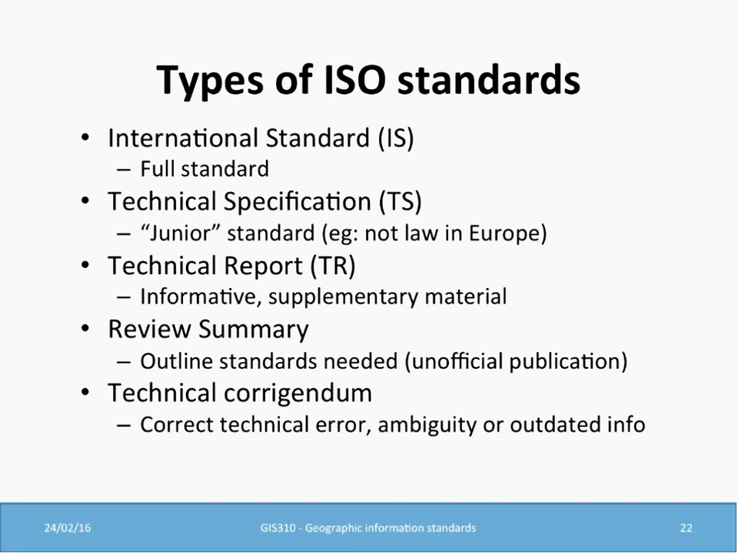Your review summaries. This is usually your first step. We call it a stage 0 project. It usually results in a review summary. So usually you would do some research, and then the research would tell us what standards we need. What do we need to produce? Where are the gaps? Who would use these? Who are the different stakeholders, etc. Then you have the technical corrigendums. Sometimes errors do occur, and this allows us to fix these errors.